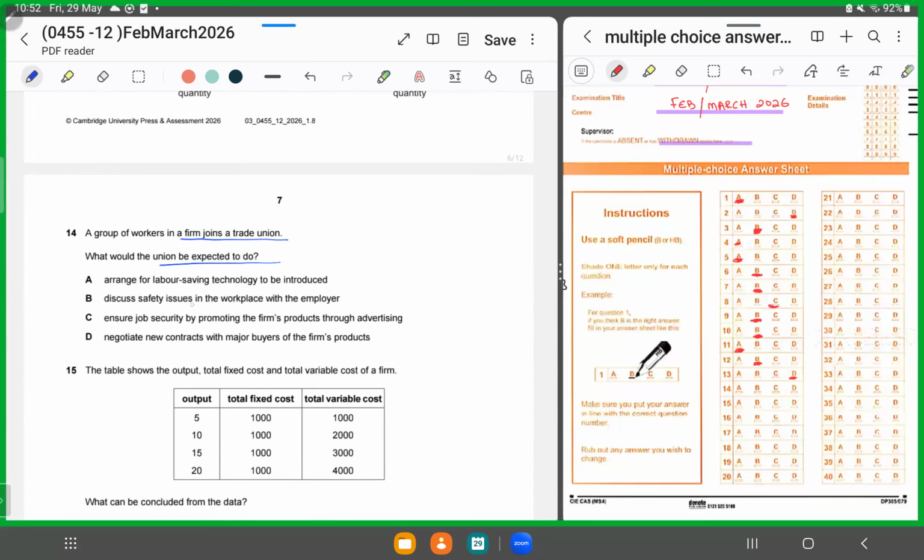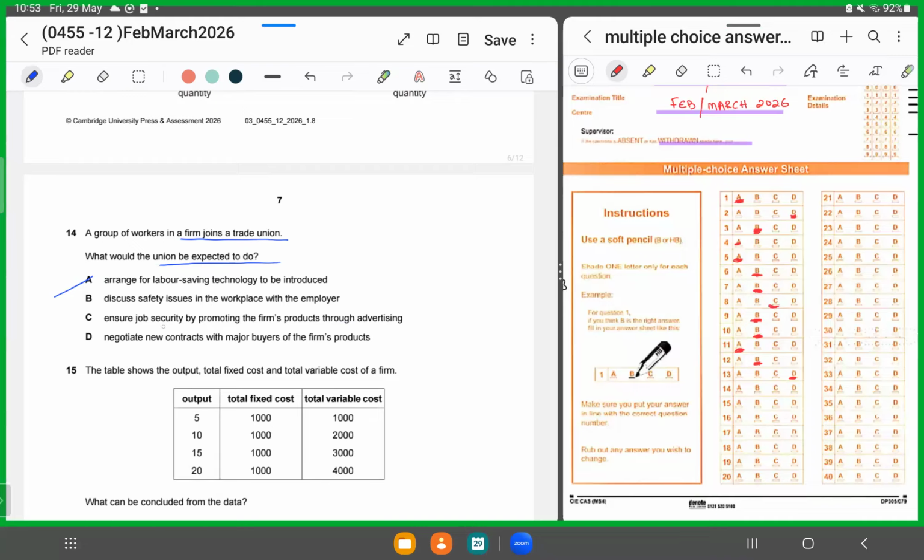Arrange for labor saving technology to be introduced. So if labor saving technology is going to be introduced, these people are going to be laid off. That's not the job of the trade union. The trade union has to protect the rights and the working conditions, look after these workers, right?